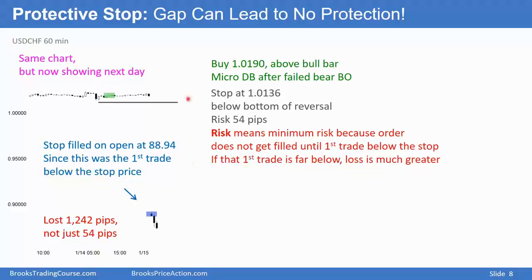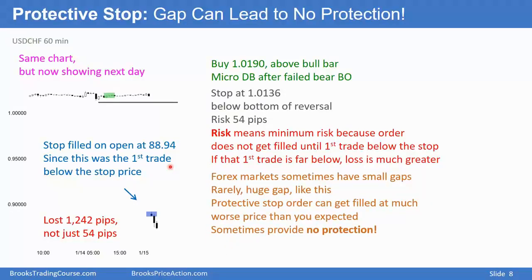This is very rare. This is the kind of thing you see once every 10 or 20 years, but it does happen, and because of that, you have to be aware of it. You have to trade small enough so that if a catastrophe like this happens, the loss is not unbearable.